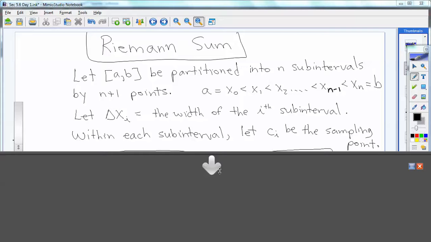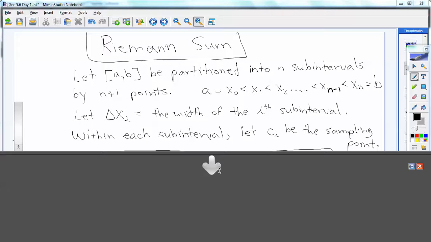Within each subinterval, let c sub i be the sampling point. In other words, that's the point we're going to plug into the function to get our height. So sometimes c sub i will be our left edge. And sometimes c sub i would be our right edge. And sometimes c sub i would be our midpoint. But it wouldn't have to be just those 3. We could pick it anywhere in there. You know what I mean? We could pick any point in the subinterval, go up to the curve, and draw a rectangle there. Does that make sense? We can draw one at the left edge, we can draw one at the right edge, we can draw one at the midpoint, or we can draw one somewhere else in it.